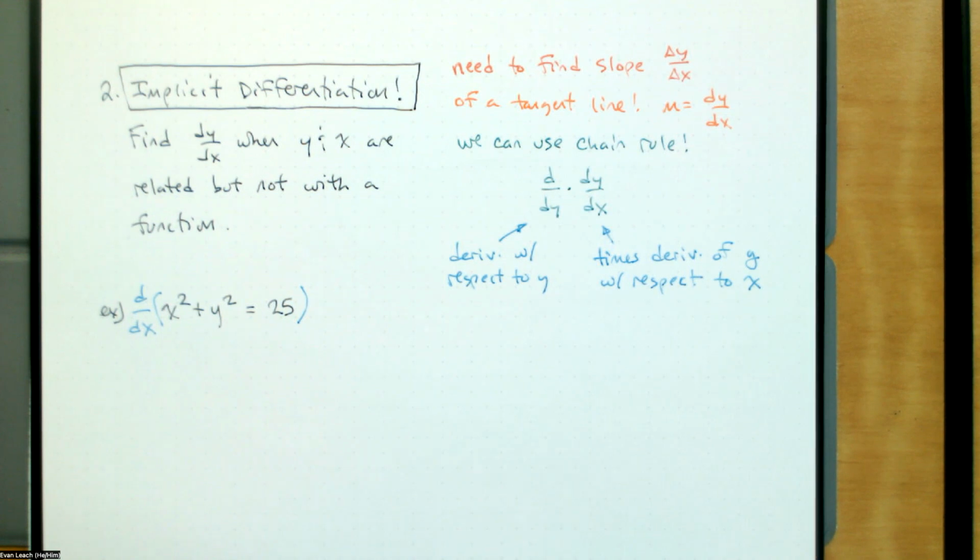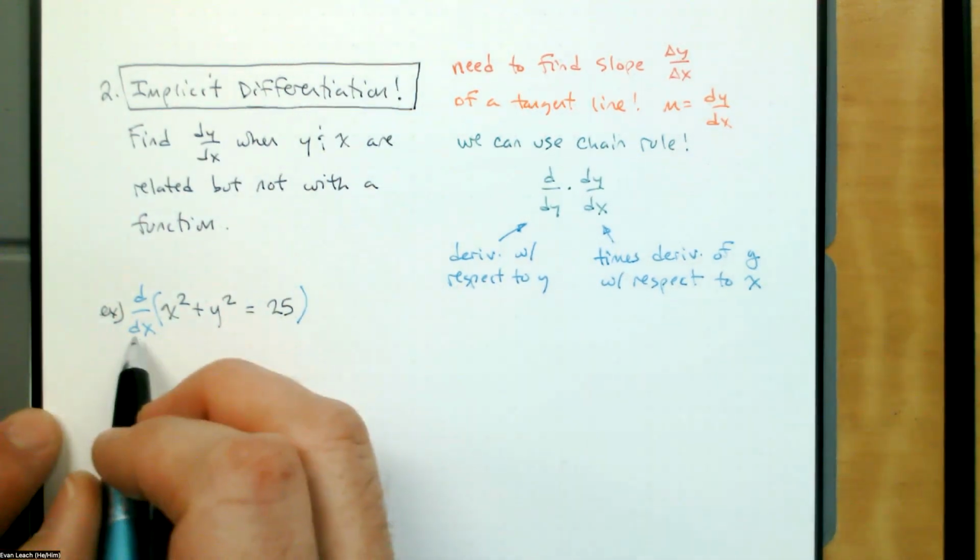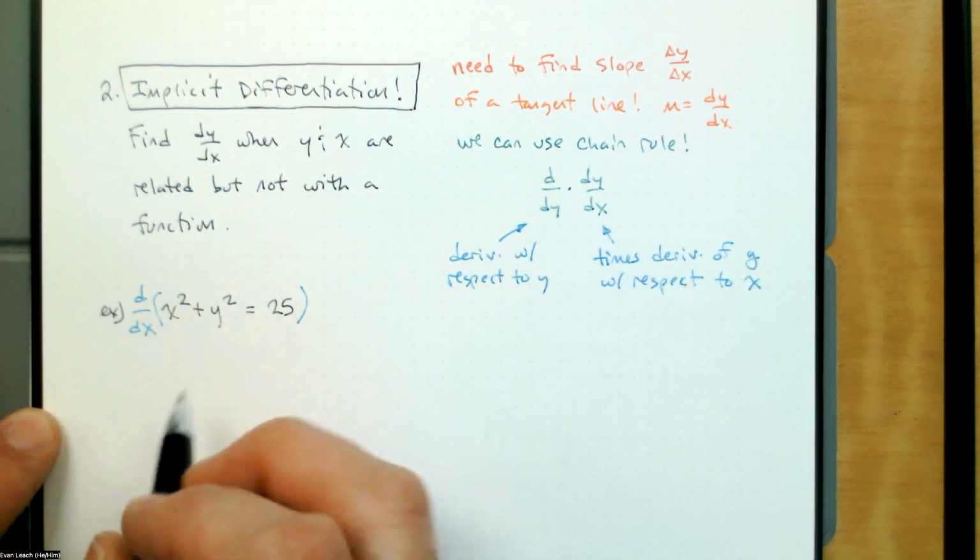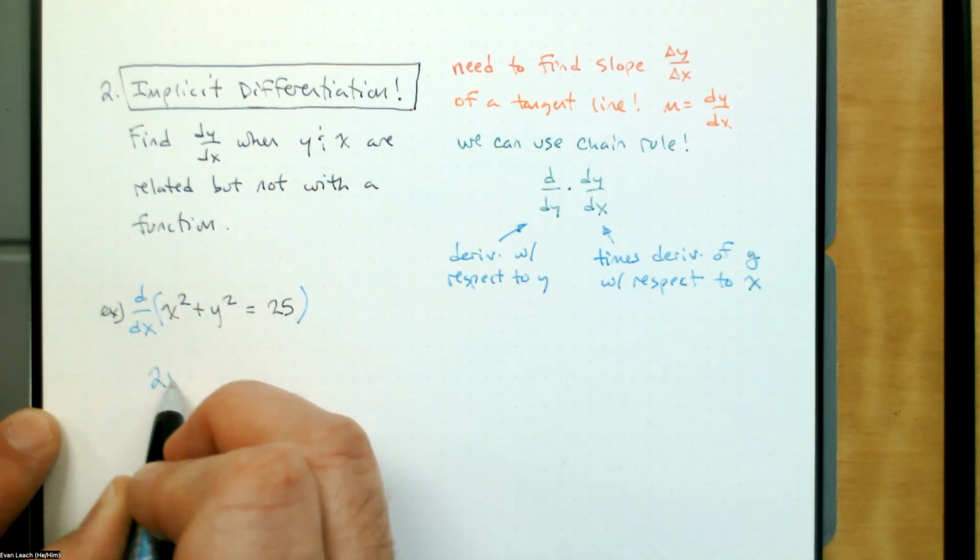If you don't like this, you could say I'm taking the derivative with respect to x on both sides. But this way, I only have to write d over dx one time, and I don't have to try to jam one in there between the equal sign and the 25. I'm just going to go a term at a time because that's how derivatives work. Differentiation is a linear transformation. So the derivative with respect to x of x squared is 2x.